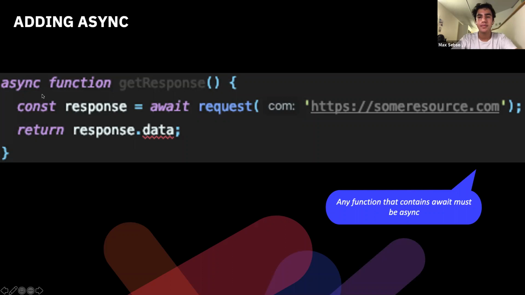And yeah, that's kind of as easy as it is. The pattern that you will see is any function that contains await must be async. This is because the request is happening asynchronously, and we want to await that request before assigning the value from that request to what we want it to be assigned to.